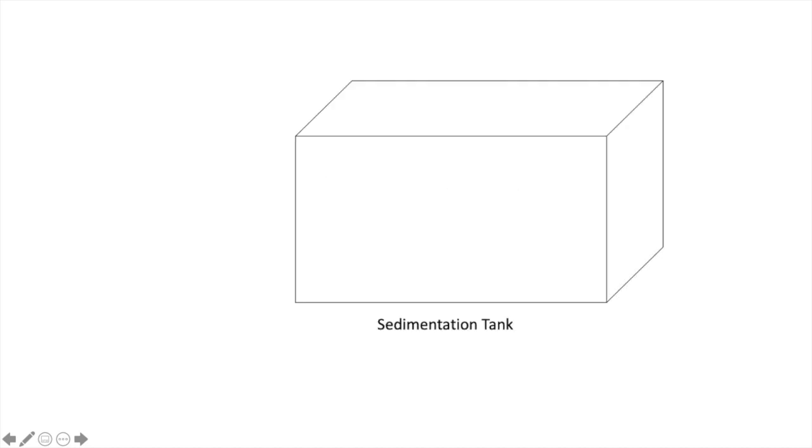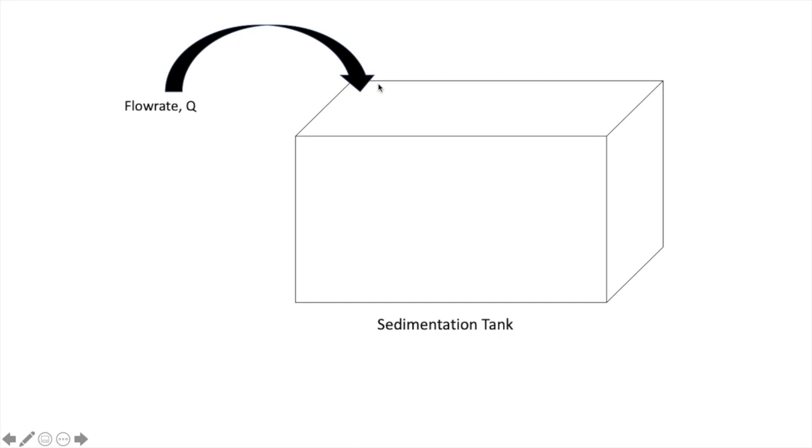Okay, this is a sedimentation tank. So as usual in water treatment plant, you need to design a sedimentation tank. In the sedimentation tank, you can imagine that water is entering from the flocculation tank with this flow rate, and the flow rate is labeled as Q.